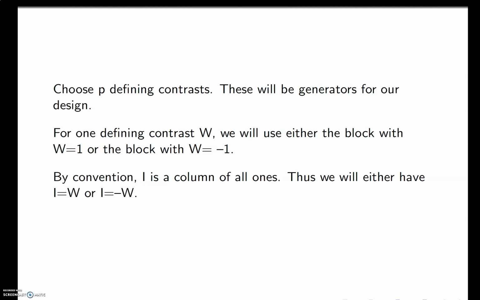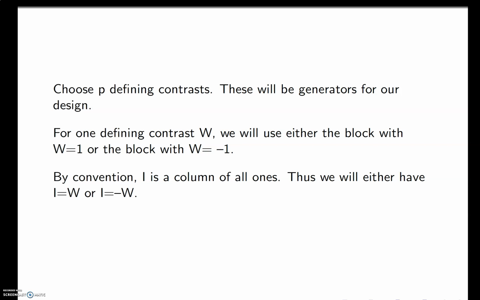If you're doing this for your own experiment, you know. If you're helping somebody set one of these up, this really entails you sitting down and talking through everything with them, and figuring out what kinds of defining contrasts you want to use as your generating set. So for one defining contrast called W, we either use the block with W equal 1 or the block with W equal -1. By convention, I is a column of all ones. And so we'll either have I equal W or I equal -W.